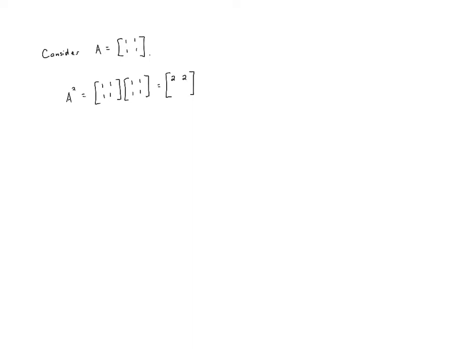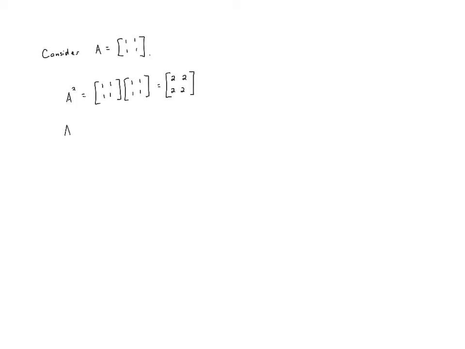And in fact, for all of the inner products, we're going to get 2 because all of the rows and all of the columns are 1s and 1s, so we'll get the same thing. So in this case, A squared is the matrix with elements 2, 2, 2, and 2.